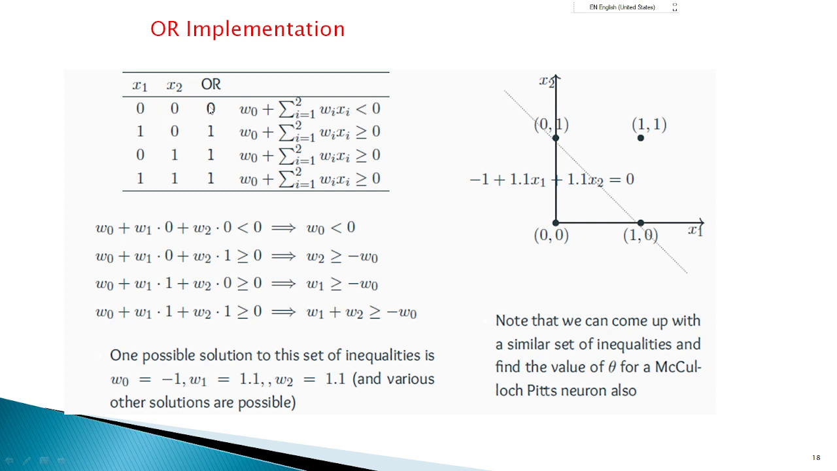Why am I writing it like this? Because the output is 0. Here, greater than or equal to 0, the output is 1. So greater than or equal to 0, since the output is 1. Greater than or equal to 0, since the output is 1.